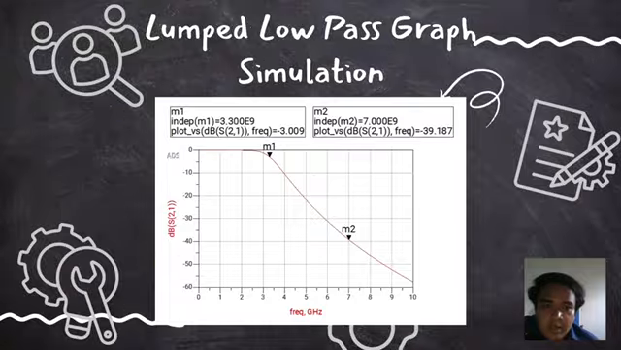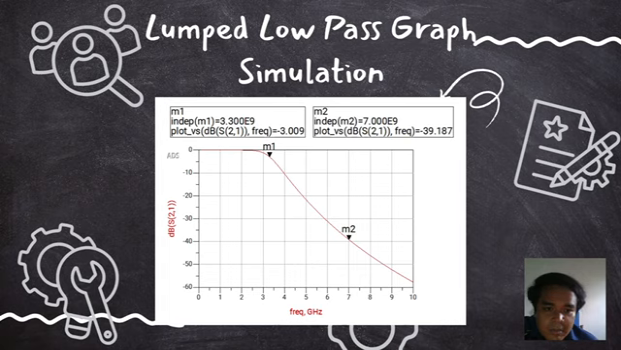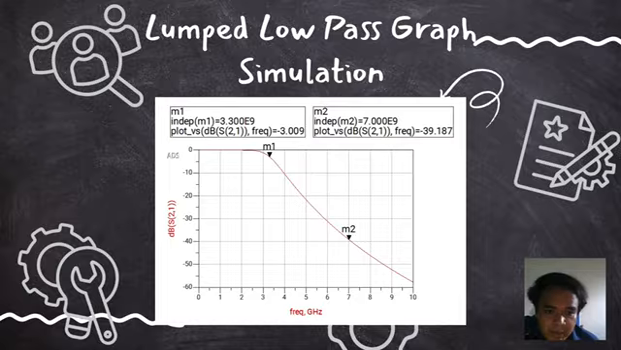Okay, this is the lumped low-pass graph simulation. This graph plots the transmission coefficient, or S21, in decibels versus frequency, validating our theoretical framework. Let's look closely at the two markers placed on the response curve. Marker 1 sits precisely at our 3.3 GHz cut-off frequency point. The attenuation here reads 3.009 dB, which is the 3 dB half-power cut-off point expected for an ideal filter. Marker 2 evaluates our stopband performance at 7.0 GHz.